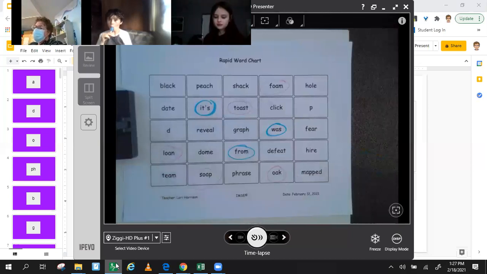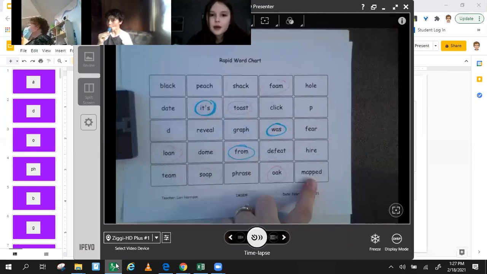All right. Were there any words that you weren't sure what they meant? If they were real words or not? Any ideas that you weren't sure about? Charlie, you see? Which one? Mapped. So your parents and you may decide to go on a trip. They mapped out your destination. So it's map and then it's past tense, right? They did it in the past.